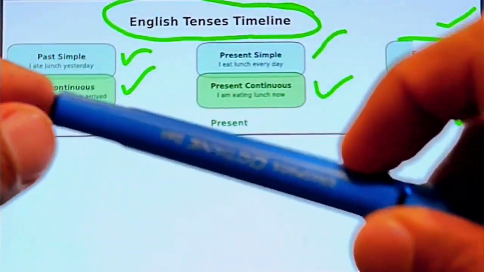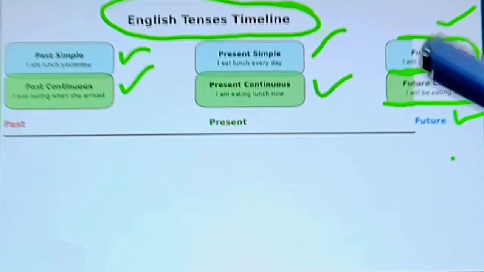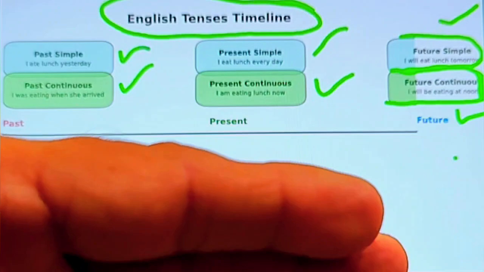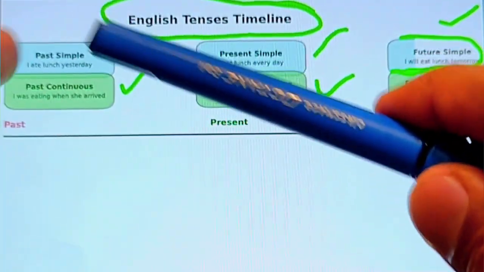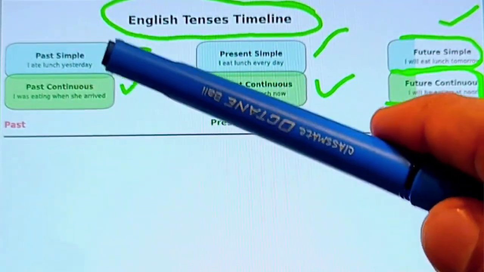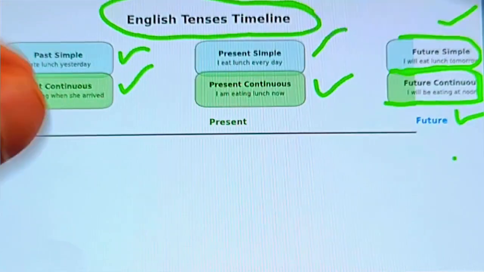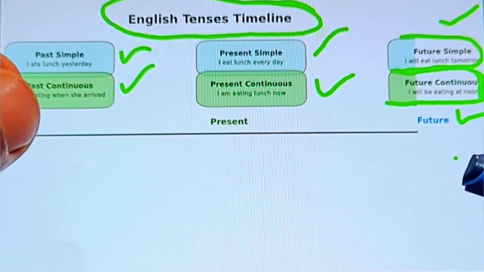So write down all these tenses on a timeline, past on the left hand, present in the middle, and future on the right hand side, and write down all the sentences and then compare them. You can understand very easily and remember very easily. Hopefully you got this trick. Hopefully you understand all these tricks very well.